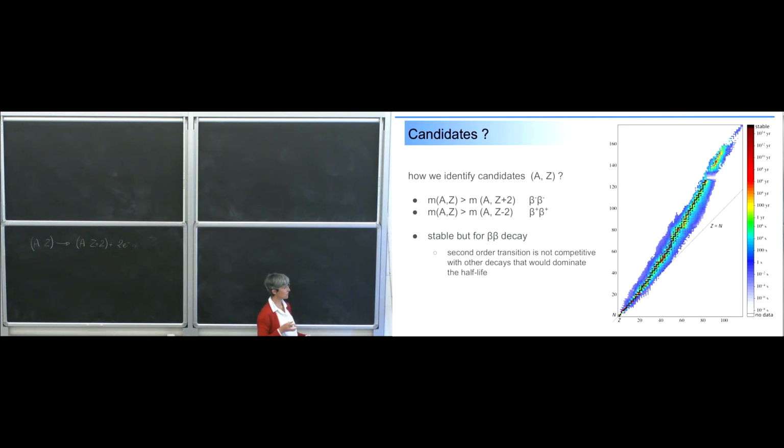Why this? Because this is a second order transition. If my candidate has the possibility of decaying with a larger amplitude, I will have two channels to control, and maybe one much faster decay channel than double beta decay. So it's much better if I have to look only for double beta decay.